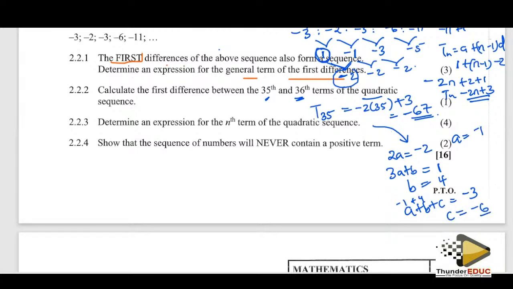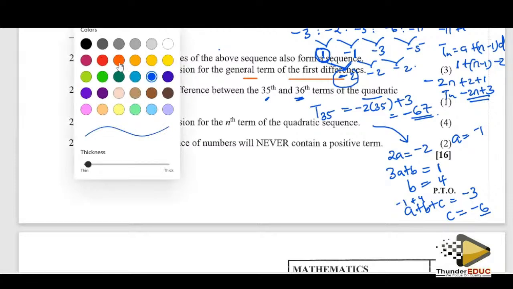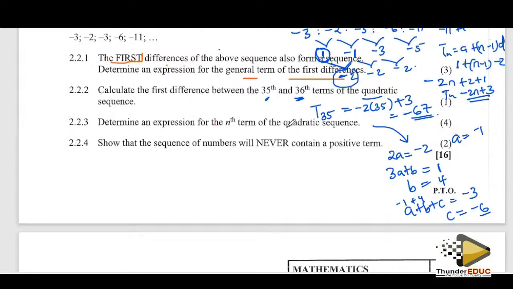So which means my Tn in this case is going to be, remember, it's meant to be of the form an squared plus bn plus c. So it's going to be -n squared plus 4n minus 6. Okay, so that is our Tn. And then 2.2.4, show that the sequence will never contain a positive term.